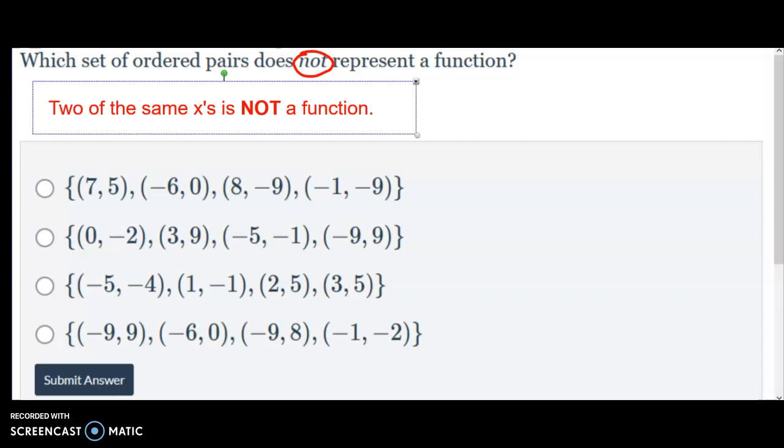So here on this first one here, you got 7, -6, 8, -1. None of those are the same. 0, 3, -5, -9. None of those are the same. -5, 1, 2, and 3. None of those are the same. But on this last one, we got a -9 and a -9 for the x. And so that one's going to be, that's not a function. So that would be the answer here.